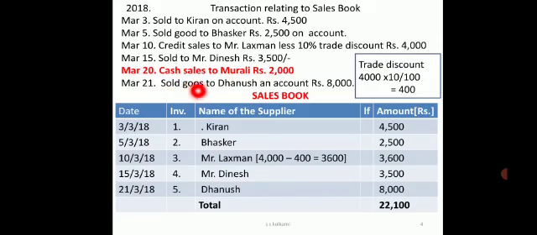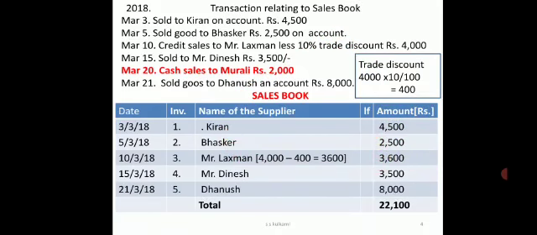Next, on the 20th we have sold goods to Dhanush. Now for Dhanush we have to write 8,000. When the words on account come, that means we have already done certain earlier sales or transactions with Dhanush, so he is already appearing in the books. That's why the words on account appear in front of the name of the supplier or customer. Now take the total of the amount, it will come to 22,100. So here we complete our sales book.